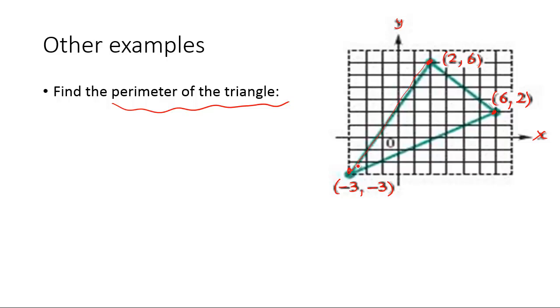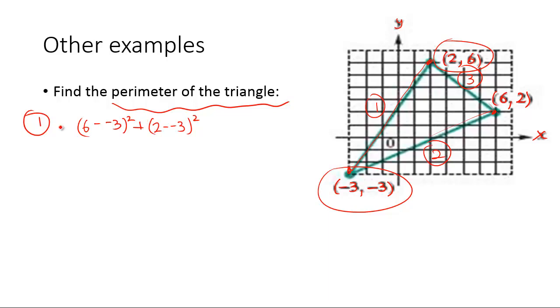here, the distance here, the distance here. So let's call this distance 1, this distance 2, this distance 3. So distance 1 is between these 2 points. So that's going to be 6 minus negative 3 squared for the y's, and 2 minus negative 3 squared for the x's. Sorry, I switched those up the other way, but that's okay. Addition is commutative. So 6 plus 3 is 9 squared, and 2 plus 3 will be 5 squared.